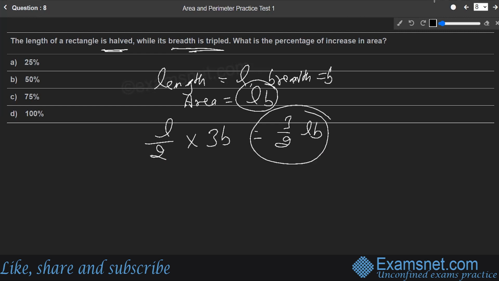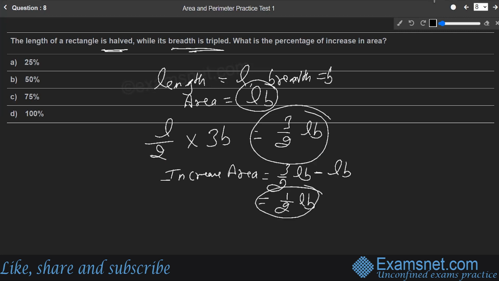So they're asking for the percentage of increase in the area. First of all, we'll find out the increase in the area. Increase in the area is obviously the new area, 3 by 2 LB, minus the old area, that is LB. So the increase in the area is nothing but 1 by 2 of LB, that is, half the area is changed. So he's asking for the required percentage change. Half is always equal to 50%. So we can clearly say the percentage increase in the area is 50%, that is available in option number B.